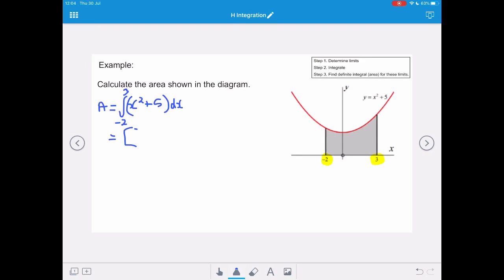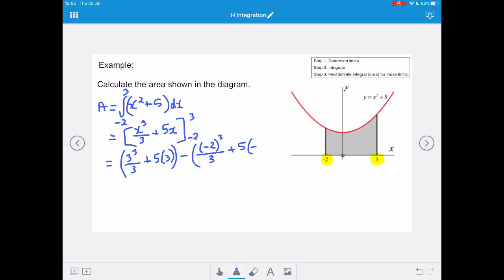First of all, we're going to write our square bracket and integrate the first term as x cubed over 3 plus 5x, and our limits go on the outside of our square bracket. We now substitute those values in. First of all, we substitute in our upper value, so we've got 3 cubed over 3 plus 5 multiplied by 3, and we're going to subtract the lower limit substituted, which is -2 cubed over 3 plus 5 multiplied by -2.